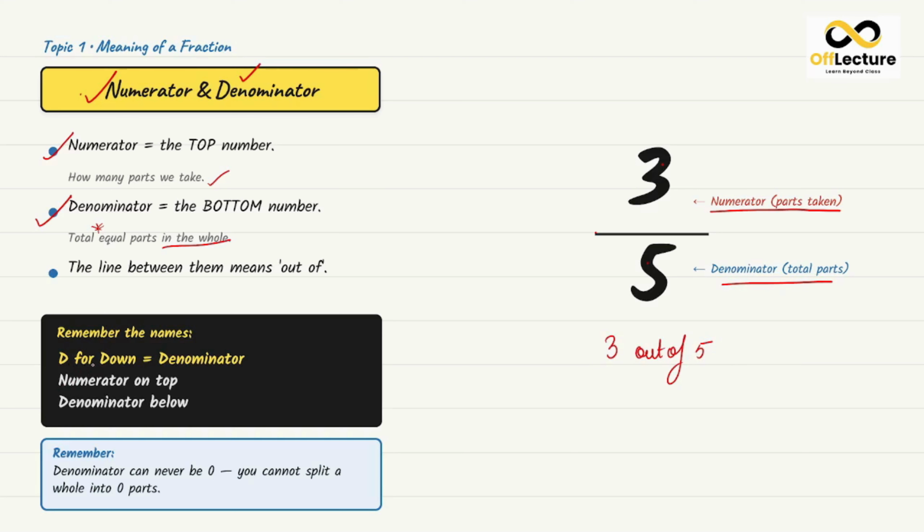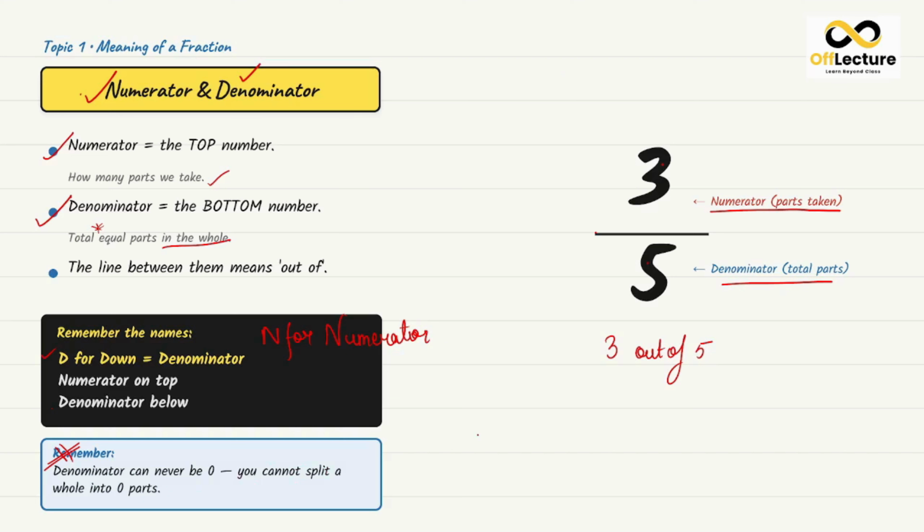So remember the names: N is for numerator, and D is for denominator. Numerator will come on the top and denominator will come in the bottom or below. Remember, denominator can never be 0. You cannot split a whole thing into 0 parts.